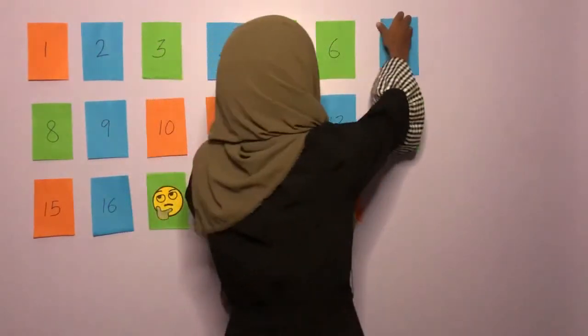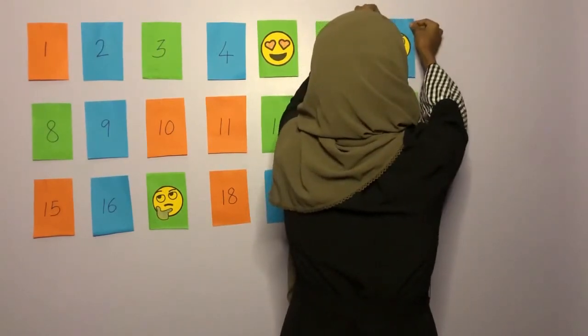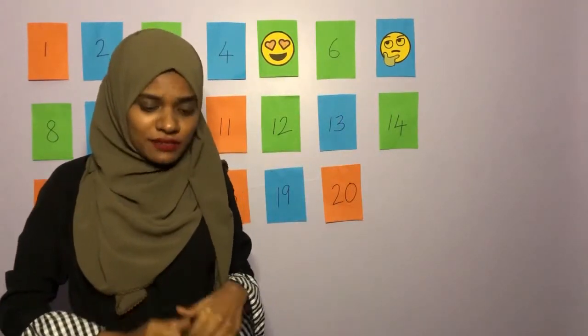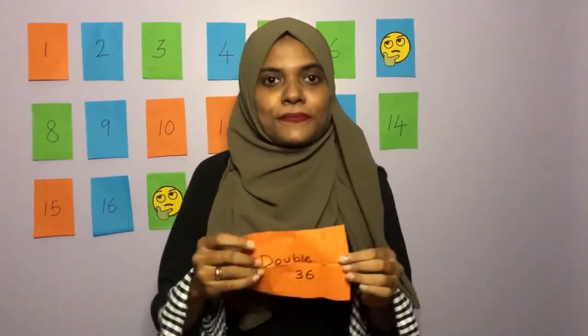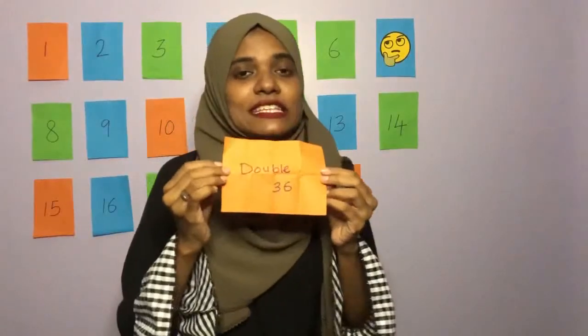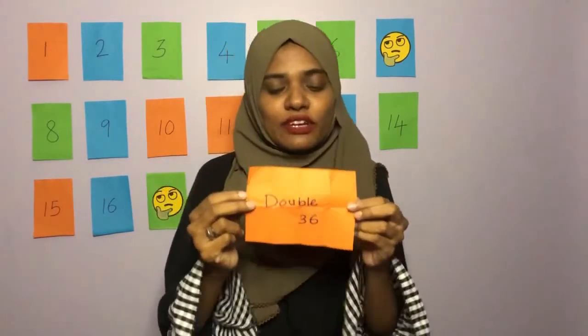Let's take 7 this time. I'm sure there are so many students who like 7. Ta-da! Again it's the vocabulary question. Let's take one. The question is double of 36. So if it is double, it means multiplied by 2. What is the answer of double of 36?